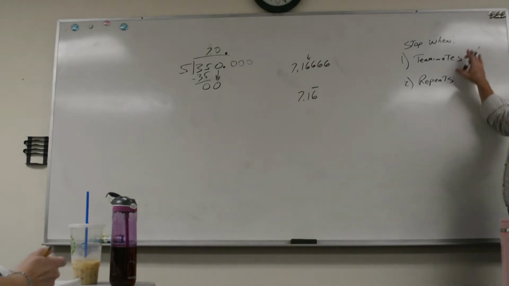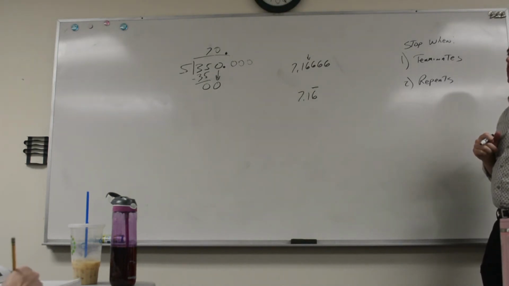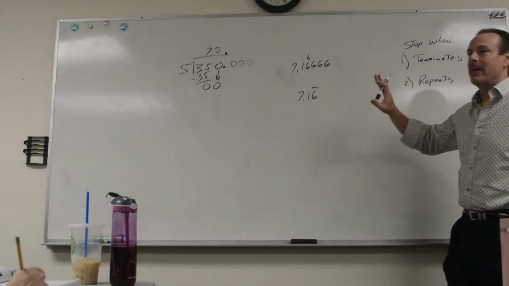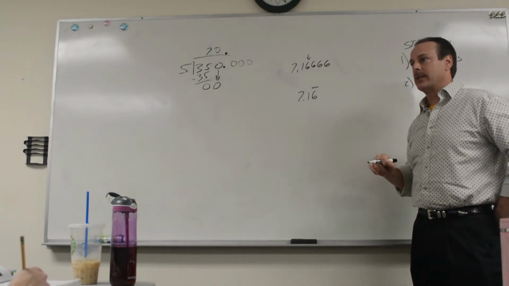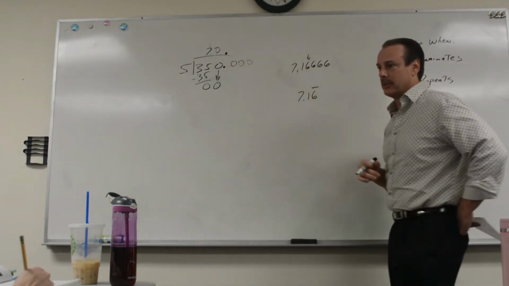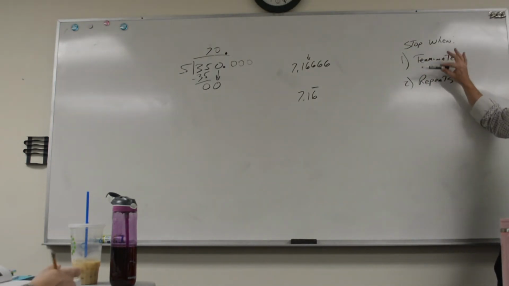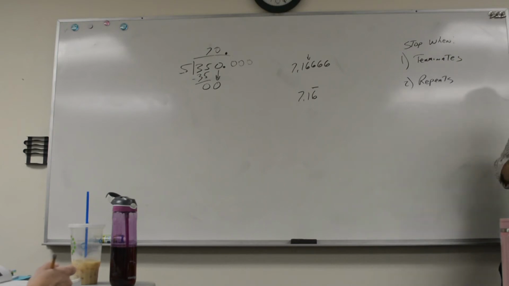Okay? So you know when to stop when it either terminates or repeats. There's another way of stopping, if they say take it to so many decimal places. They may say take it to 2 decimal places, 3 decimal places, then you may have a remainder, because it may not still be even. But the 2 basic ones are terminates or repeats, or it's predetermined. Take it to so many decimal places.